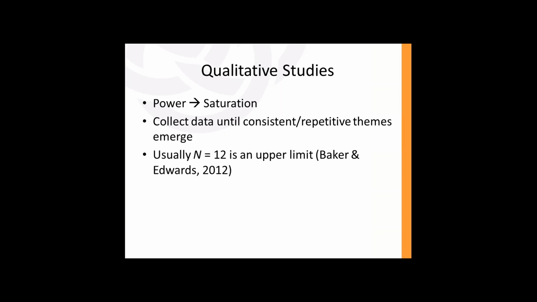So typically, 12 participants in a qualitative study is an upper limit, where you hope that by interviewing 12 participants, you would get consistent themes emerging out of your interviews, perhaps doing focus groups, whatever the case may be. You would hope that by the time you hit 12 participants, you're starting to see a trend. And at that point, you can stop collecting data. That's how you know that you've gotten to saturation.